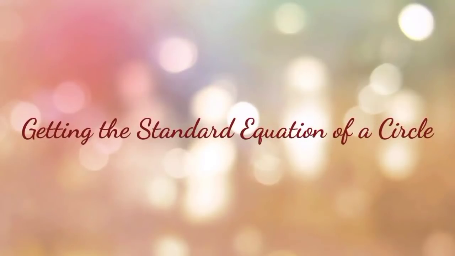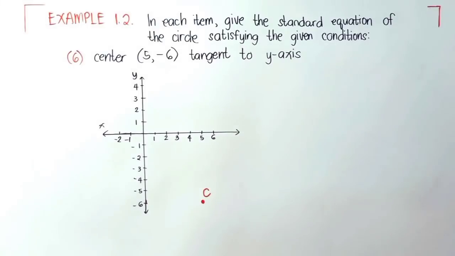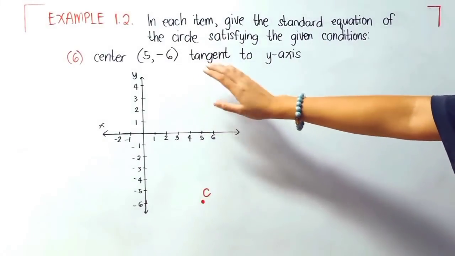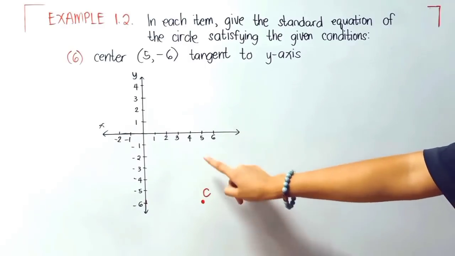Hello everyone! Today we will discuss getting the standard equation of a circle. We are done answering problems 1 to 5, so we'll have problem 6. We have here center 5, negative 6, tangent to y-axis. Let us plot that one first.